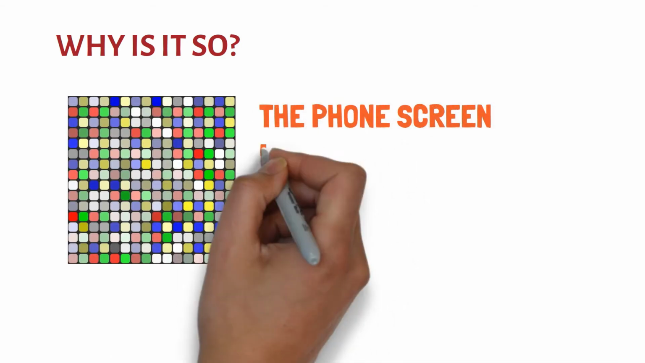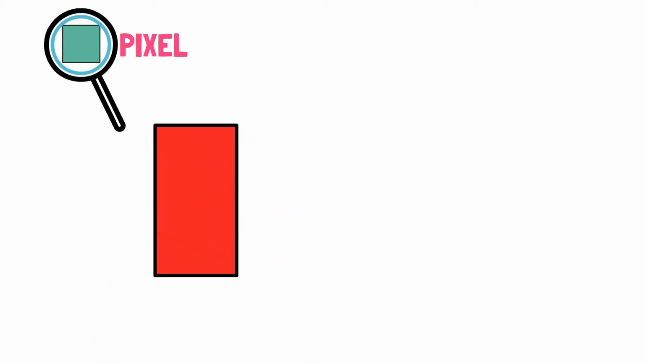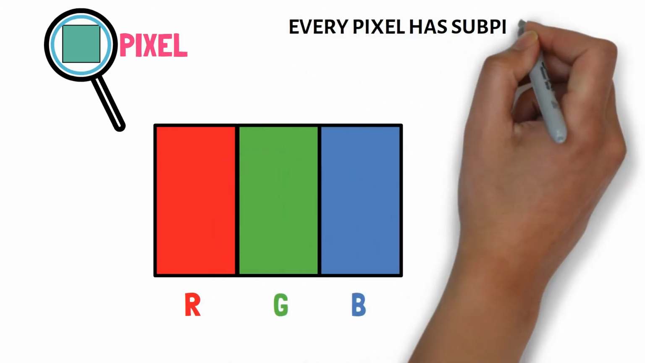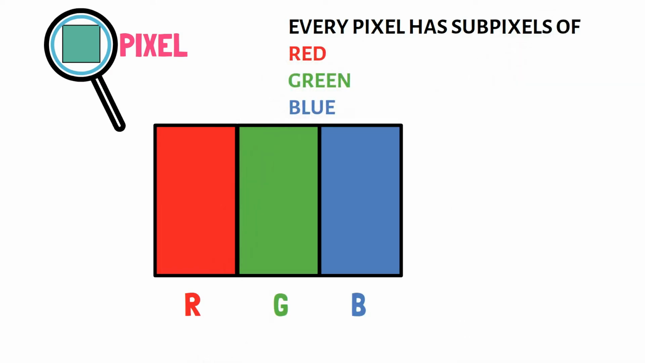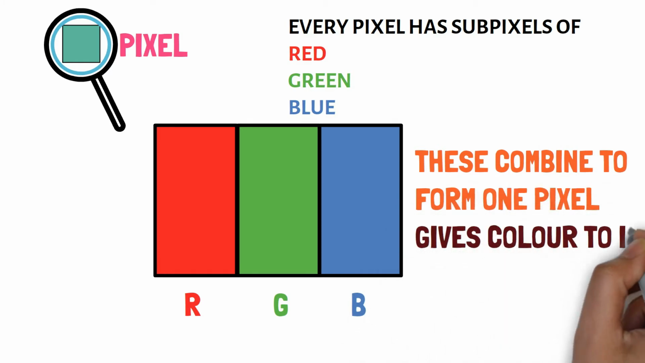The screen of your smartphone is made up of tiny pixels, and these pixels are arranged in a grid-like pattern. Each pixel can be thought of as a unit of display, meaning it can generate its own color. In every pixel there are 3 subpixels, red, green and blue, which are the primary colors that, when combined together, give us white. The combination of these primary colors gives us the other millions of colors we see in our displays. Subpixels combine to form a single pixel and give color to it.